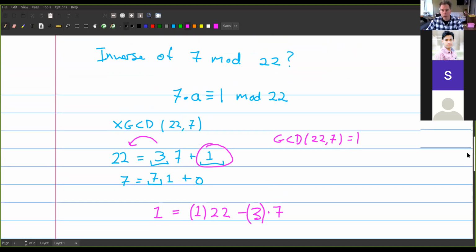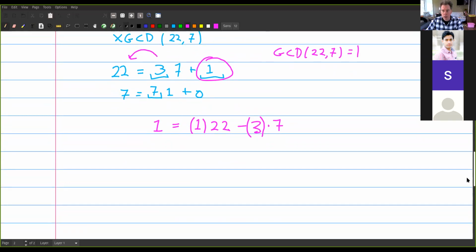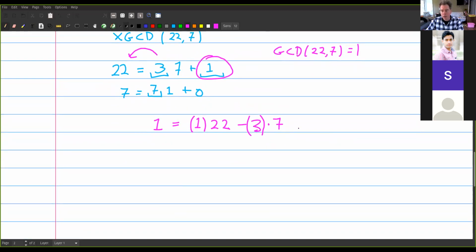We remember the question that we want to ask is what's going on mod 22? So we take this equation and it will still be an equality if I reduce everything mod 22. So I'm going to go 1 is congruent to, and now I'm going to reduce everything here mod 22. What happens to this one when I reduce mod 22? It becomes 0, yes. And so what I get is that 1 is congruent to negative 3 times 7 mod 22.